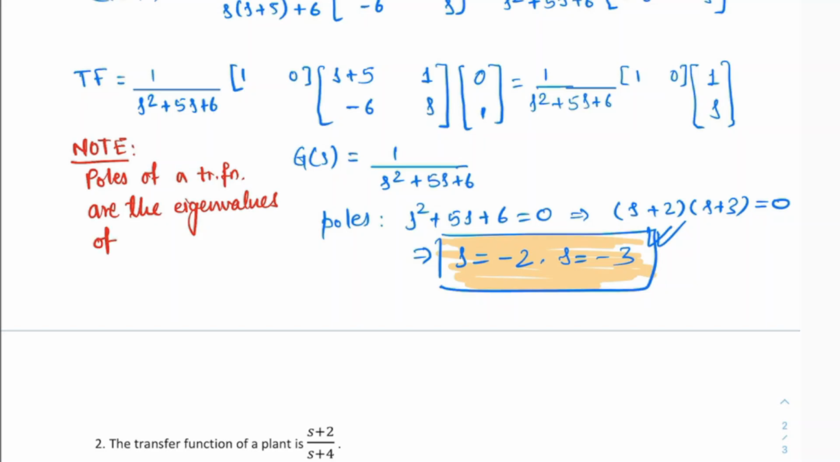Poles of a transfer function are the eigenvalues of the state matrix. So if the eigenvalues of A, all of them, are negative, that means in the left half of the complex plane, then the system is stable.